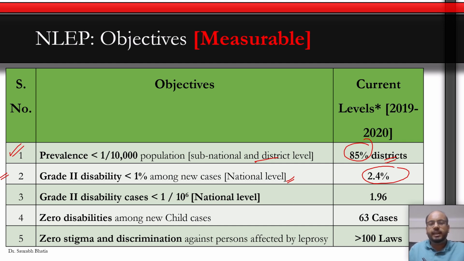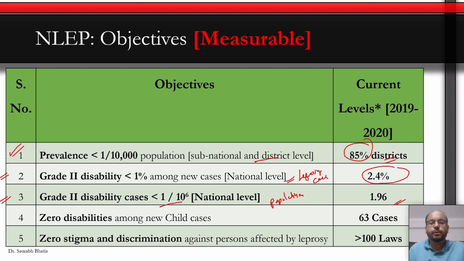Grade 2 disability cases less than 1 per million at national level, per million population. Here we are talking about leprosy cases. The denominator is leprosy cases, while in the third objective, the denominator is the general population. It is now 1.96, and now we have to decrease it by 1.